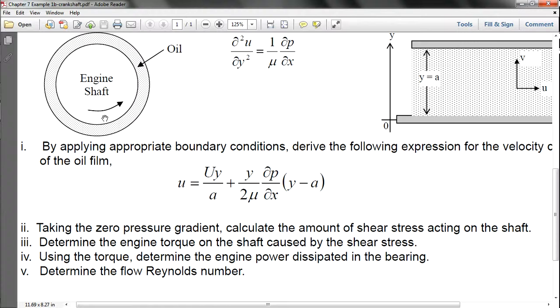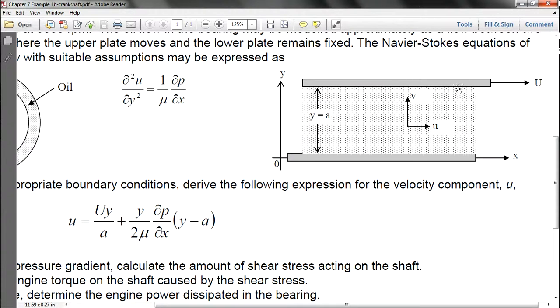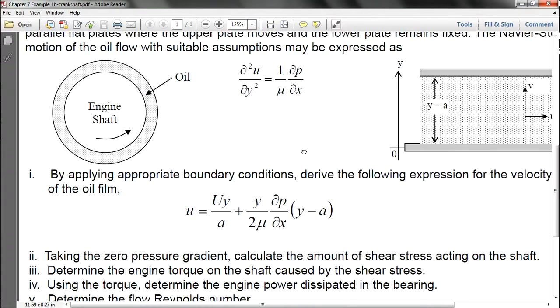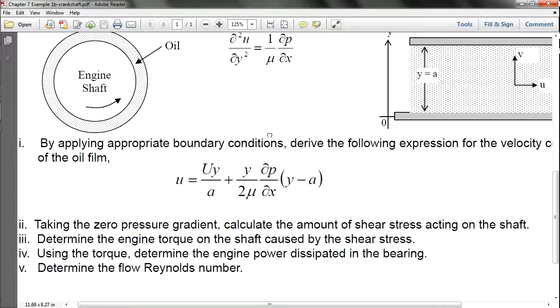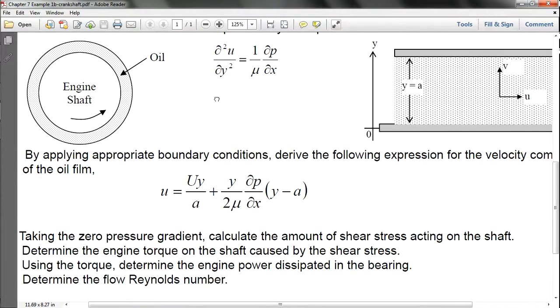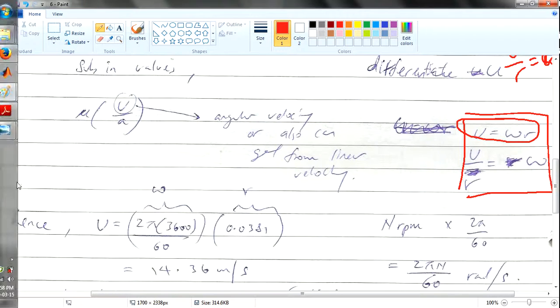So this external radius is the bearing. When this shaft is turning, there is a frictional force in between. This is the oil, then this plate is the shaft, and this is the bearing itself. When you're taking the diameter, you're taking the diameter of the bearing. So remember that. For the shear stress acting on the shaft, make sure you take the diameter of the bearing. I have no idea why, but you just take it.